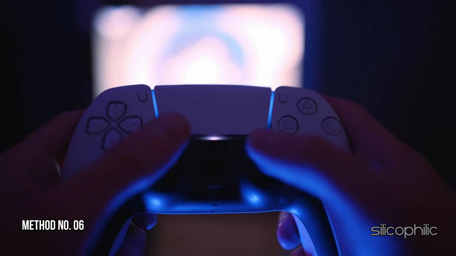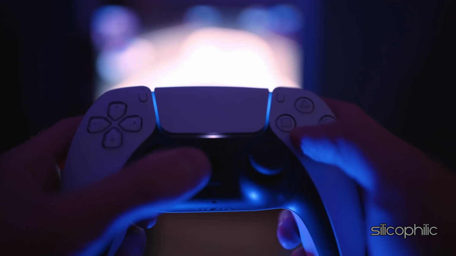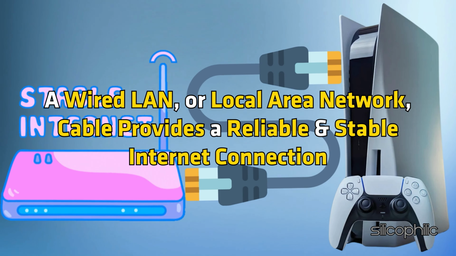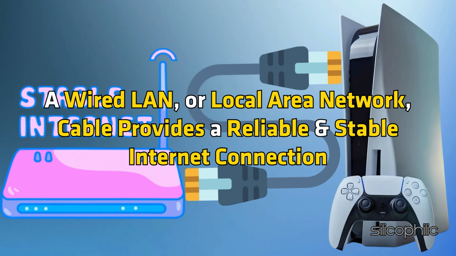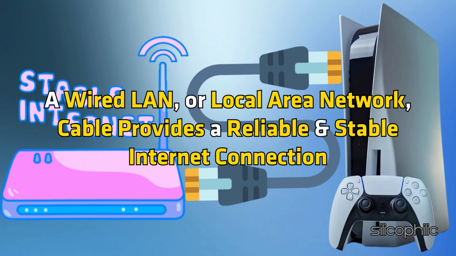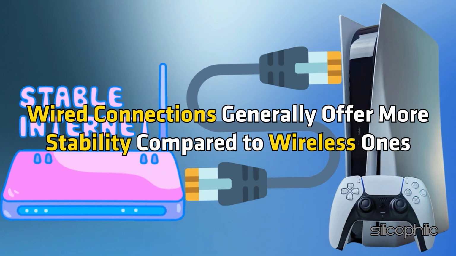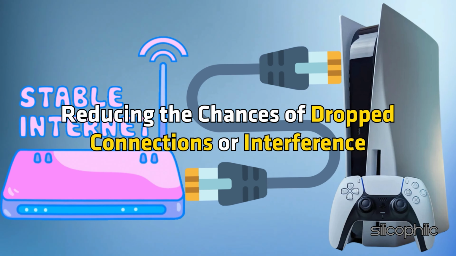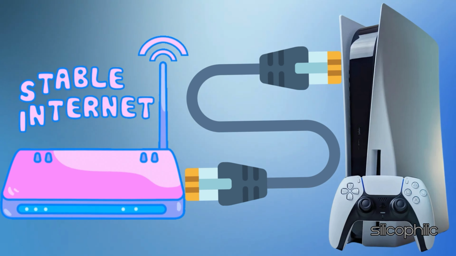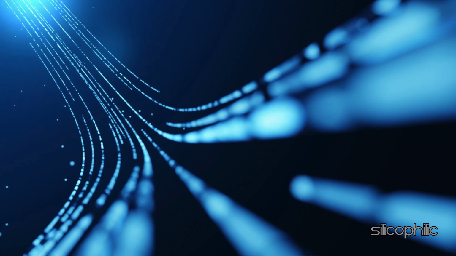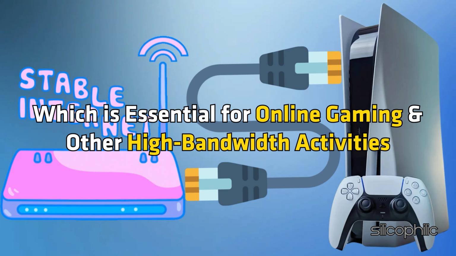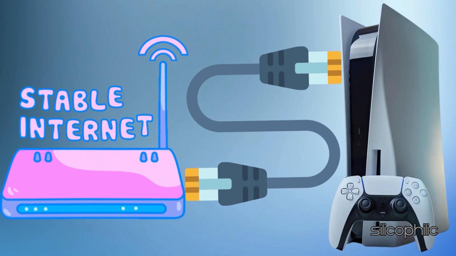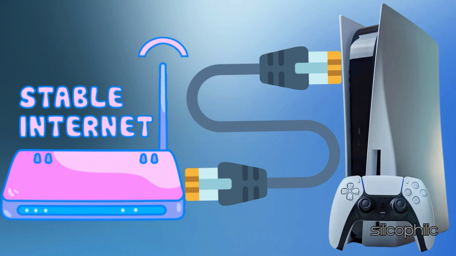Method 6. Choose a wired connection. If Wi-Fi doesn't work, try using an Ethernet cable to connect your PS5 directly to the router. A wired LAN or local area network cable provides a reliable and stable internet connection. Wired connections generally offer more stability compared to wireless ones, reducing the chances of dropped connections or interference. Moreover, LAN cables provide higher data transfer speeds and lower latency, which is essential for online gaming and other high bandwidth activities. So grab a LAN cable and see if it resolves the issue.